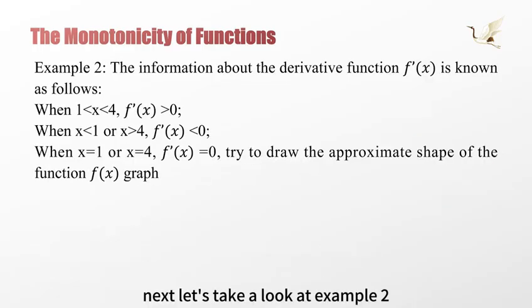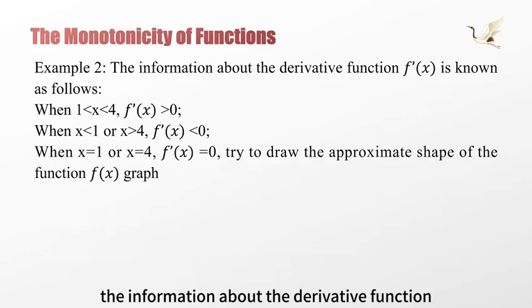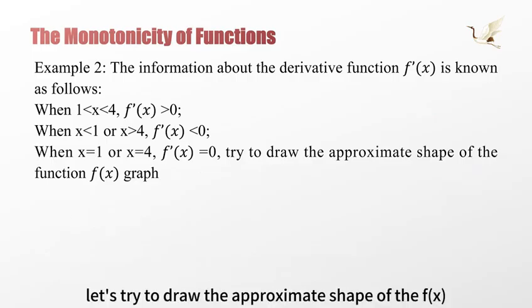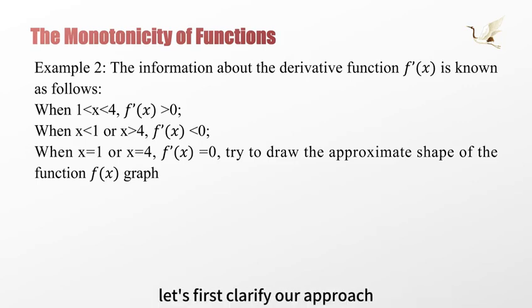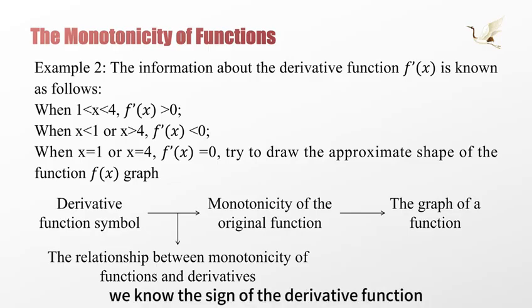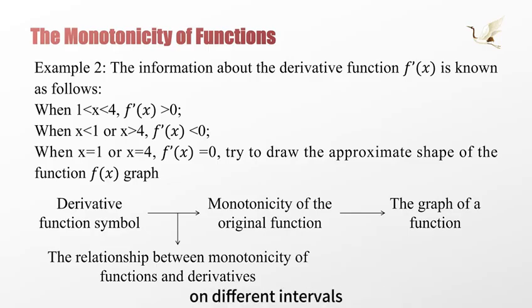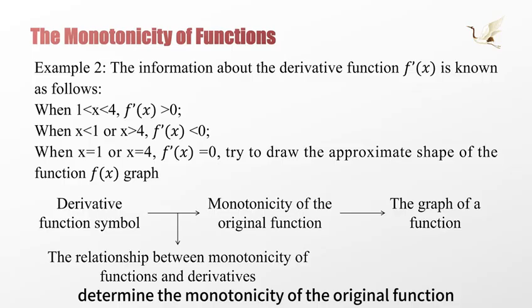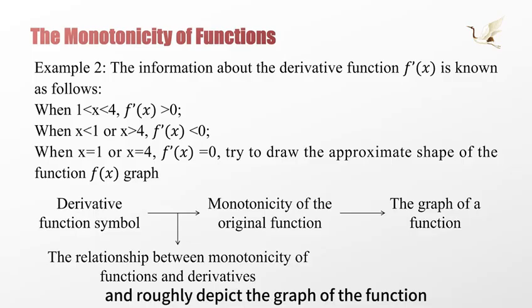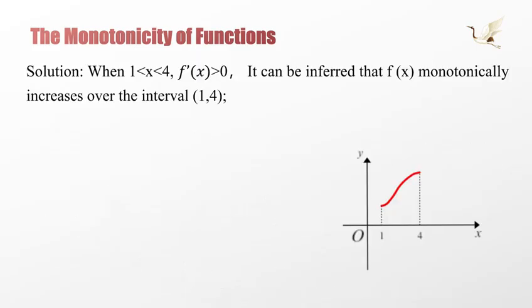Next, let's take a look at example 2. The information about the derivative function is known as follows. Let's try to draw the approximate shape of the f(x) function graph. Let's first clarify our approach. In this question, we know the sign of the derivative function on different intervals. Based on the relationship between the monotonicity of the function and its derivative, we determine the monotonicity of the original function on different intervals one by one, and roughly depict the graph of the function through monotonicity. Therefore, the process is as follows.